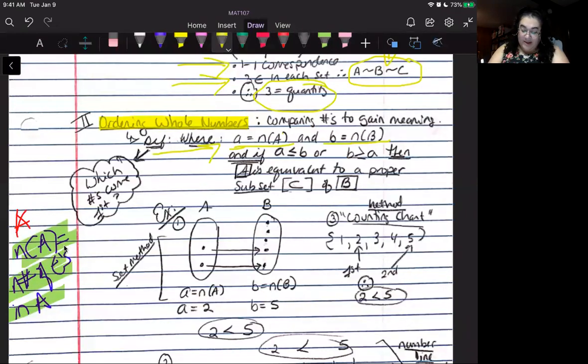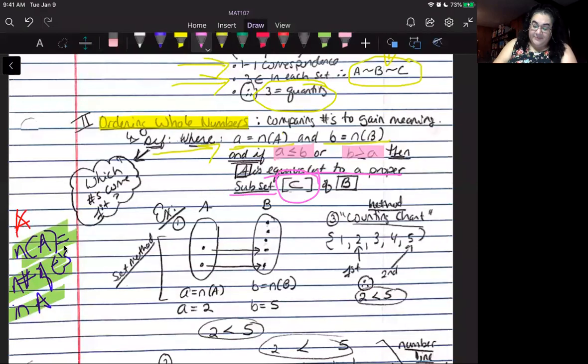And if the following is true, wherein the number of elements in set A is less than or equal to B, or if the number of elements in set B is greater than or equal to A, then we can say that set A is equivalent to a proper subset. And remember, this is a symbol that we use for a proper subset of B. What are they saying? Here's what they're saying, okay?